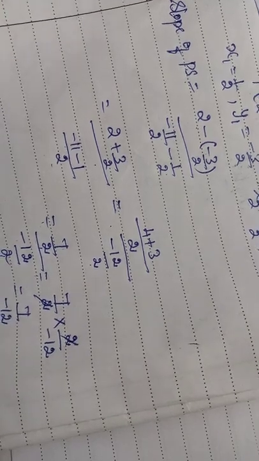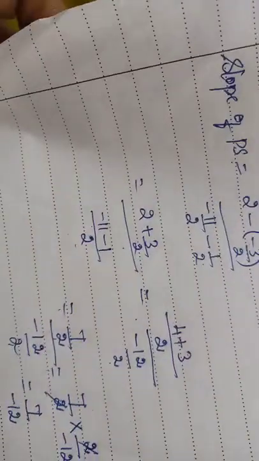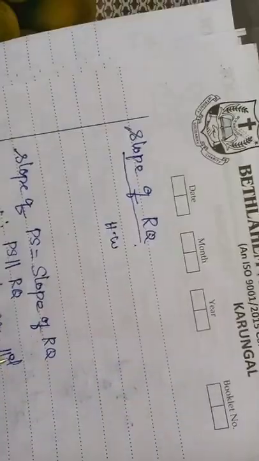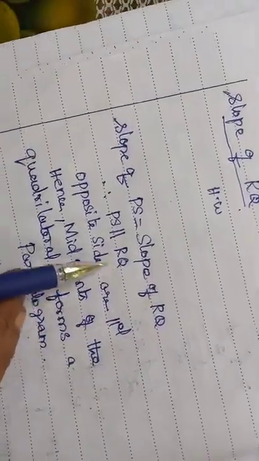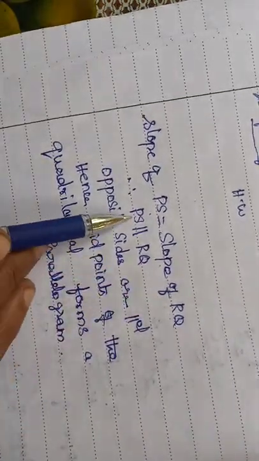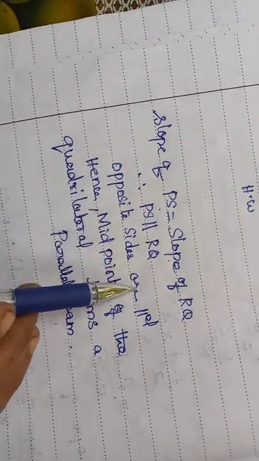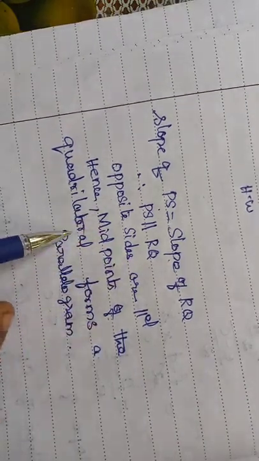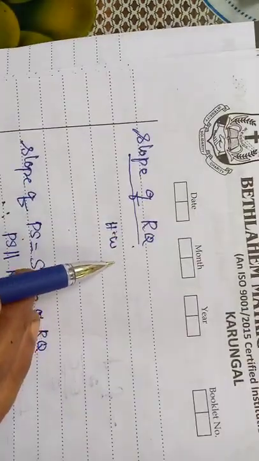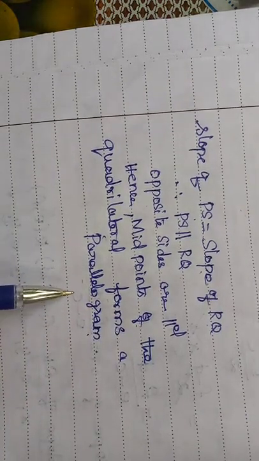Similarly, you can find the slope of RQ. You will get the same value, minus 7 by 12. So as the last answer you can write that the slope of PS is equal to the slope of RQ. Therefore, PS is parallel to RQ. Opposite sides are parallel. Hence, the quadrilateral formed by the midpoints is a parallelogram. The slope of RQ you have to find out; you will get the answer. Understood, students? So complete it. Thank you, students.